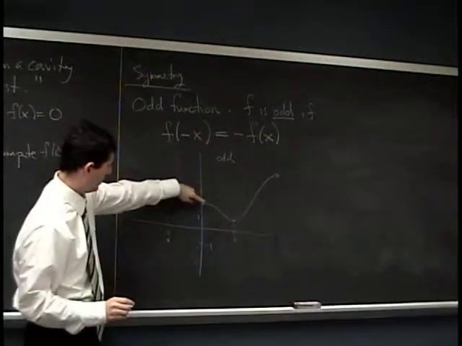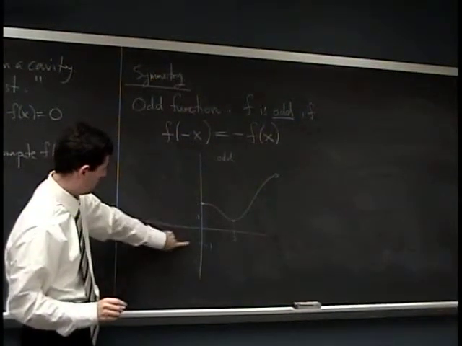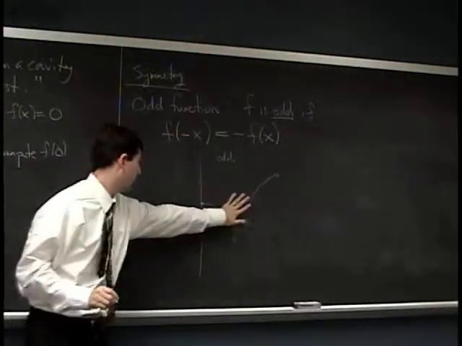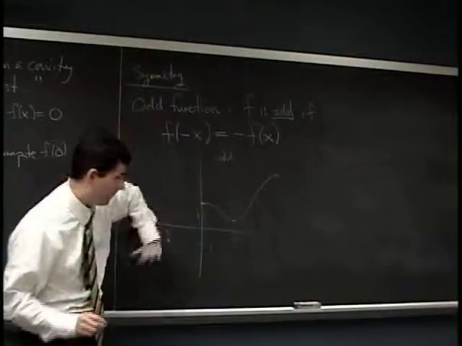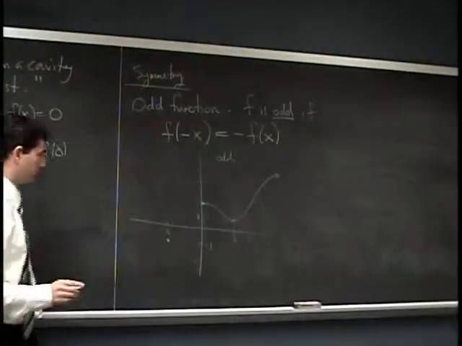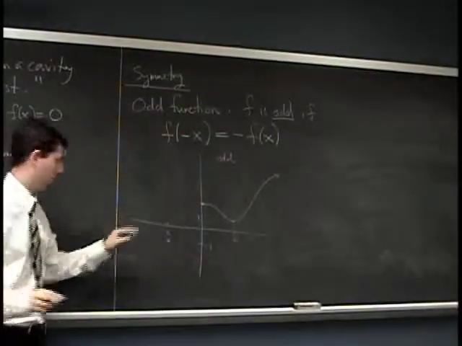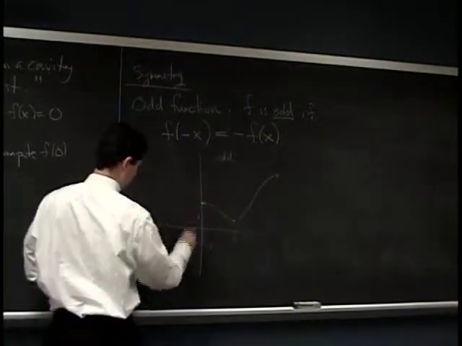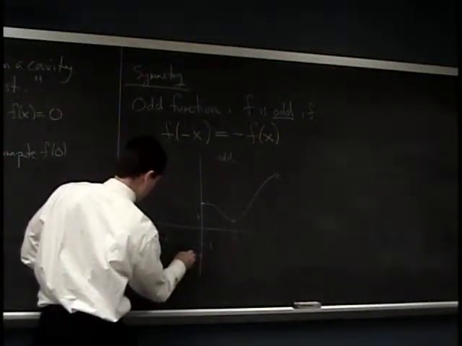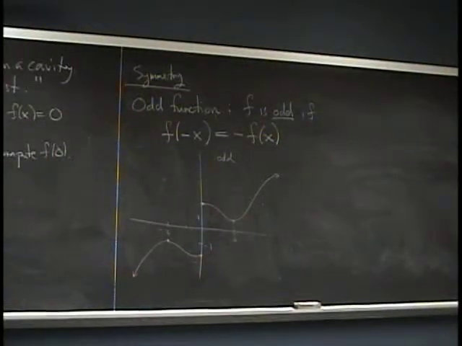So what's going to happen? Anything which was up here is going to get flipped down to over here. You can flip the graph over and then flip it down. How do you visualize the symmetry here? What is the graph going to look like? Well, it's got to look something like that.